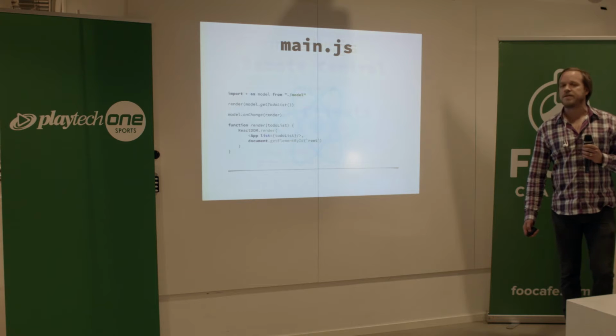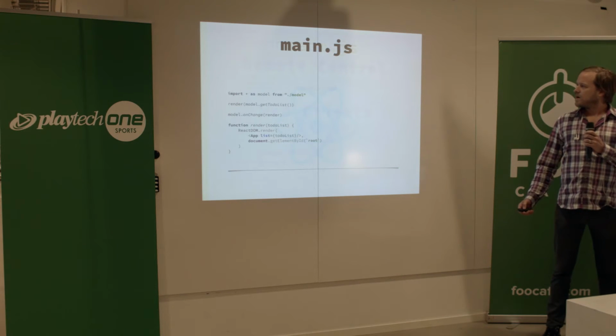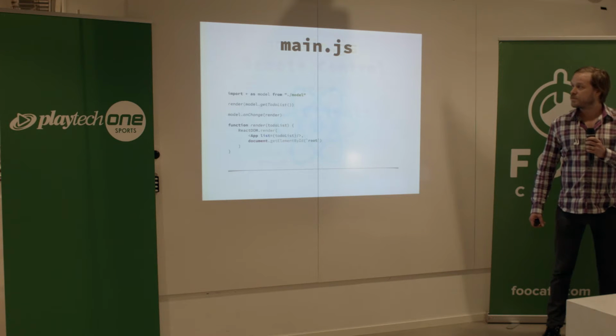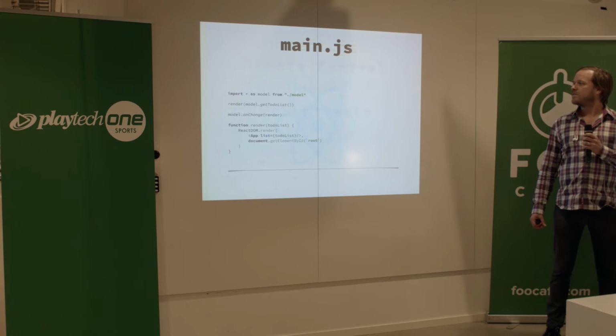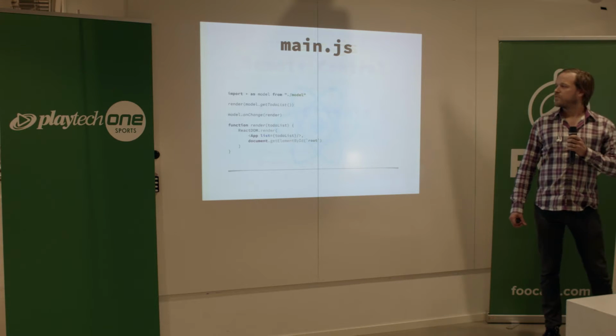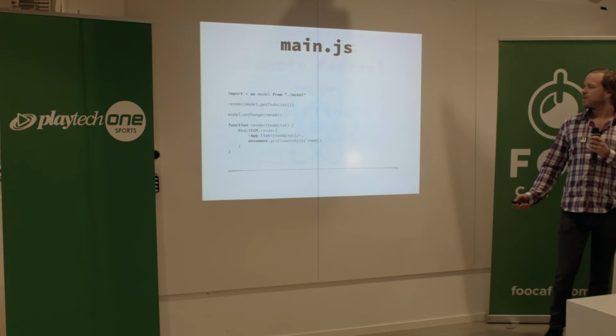Then we have a main file. This is the entry point for Webpack. We point Webpack to this file, and it is importing the model. We need that. The first thing it does is render the to-do list, and it registers the render function on the model. And the render function is easy. We will render the app component, with one prop only, the list, and we point to the root element. There is where the app component will be rendered.